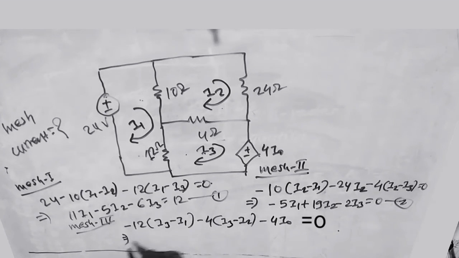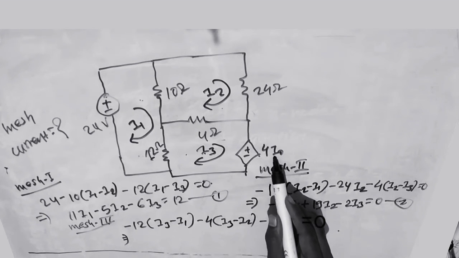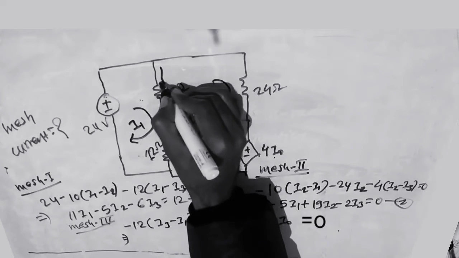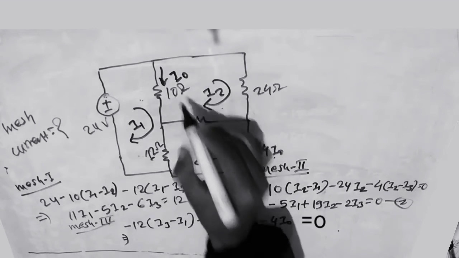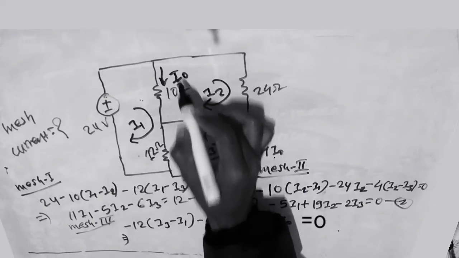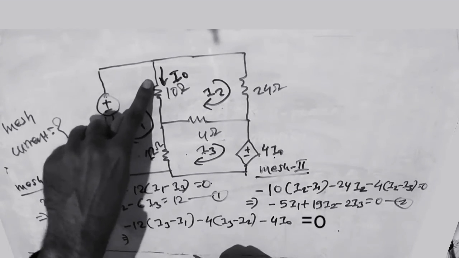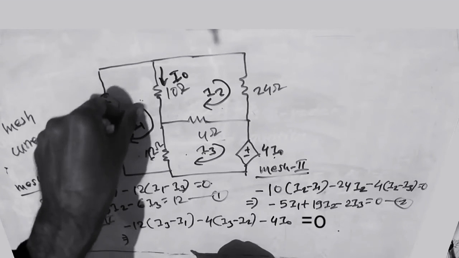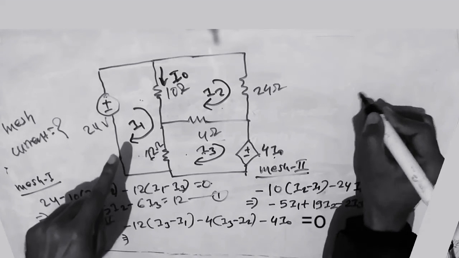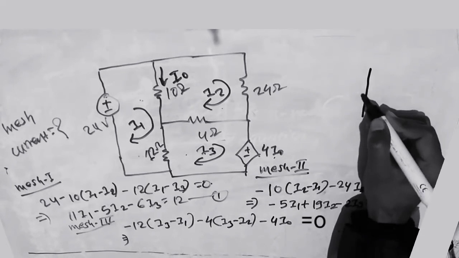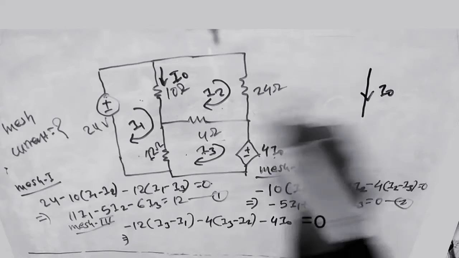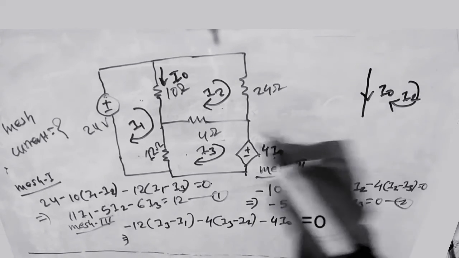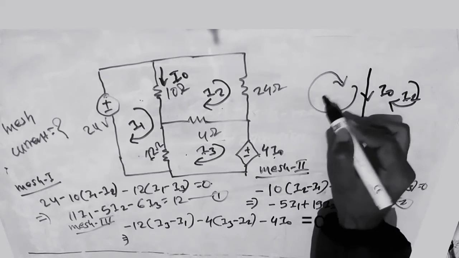So here we have I naught, and in place of I naught we can write, since I naught is common, I1. Here we have I naught, and I2 is in this direction, and again I1 is in this direction.